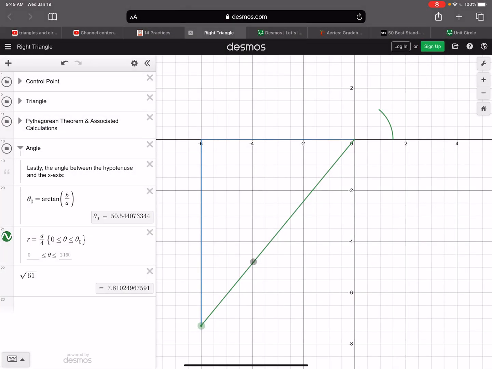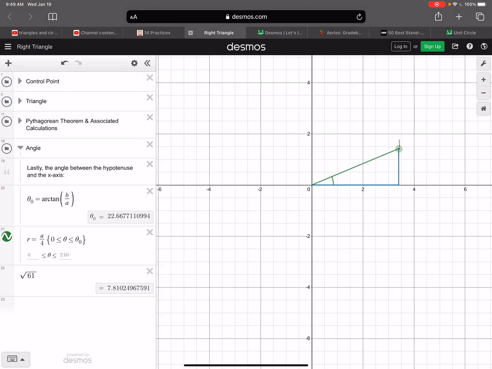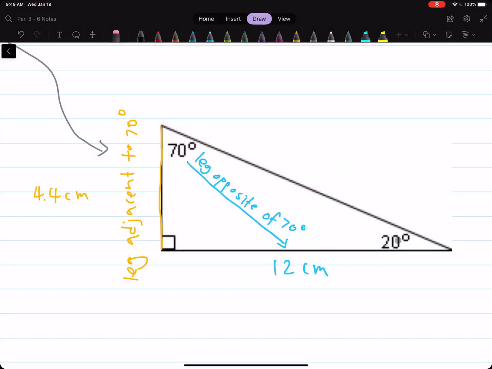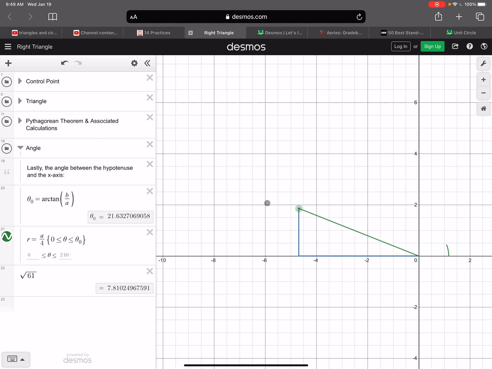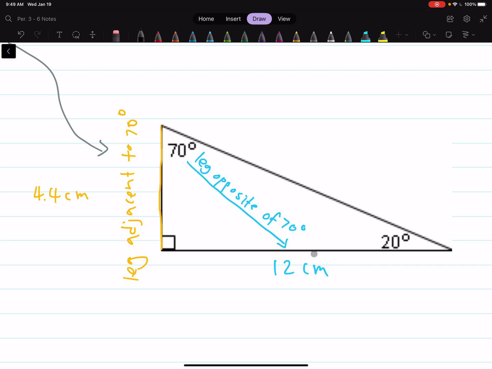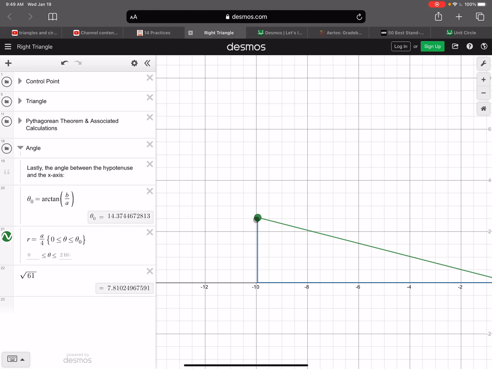So what we're going to do is we're going to go here, and we're going to make this 20 degrees. Because if this is 70, this has to be 20, because 70 plus 20 must equal 180. And then we're going to go 20 degrees. And then the base is 12, so we're going to go all the way to 12, 12 with 20 degrees. Okay, that's about right.